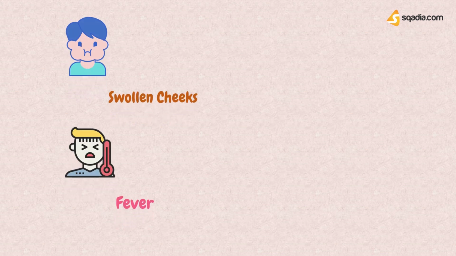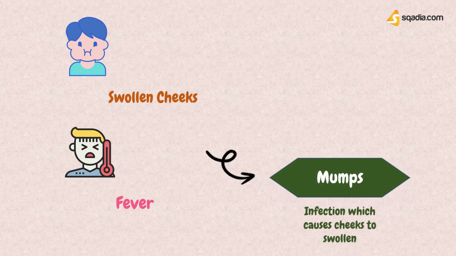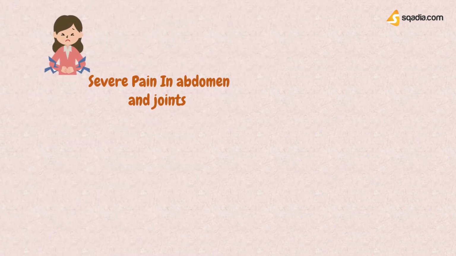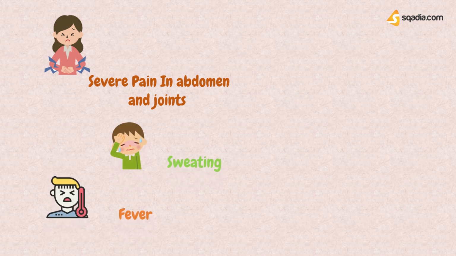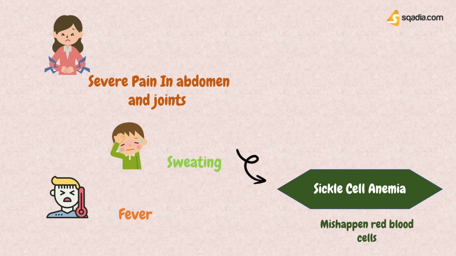Then these symptoms might be caused by mumps, which is in fact a condition of infection that causes areas around cheeks to swell. Now, if your patient is having severe pain in abdomen and joints, sweating, and sometimes fever, well, this might be caused by sickle cell anemia, which is a condition of painful crisis caused by mishap in red blood cells.